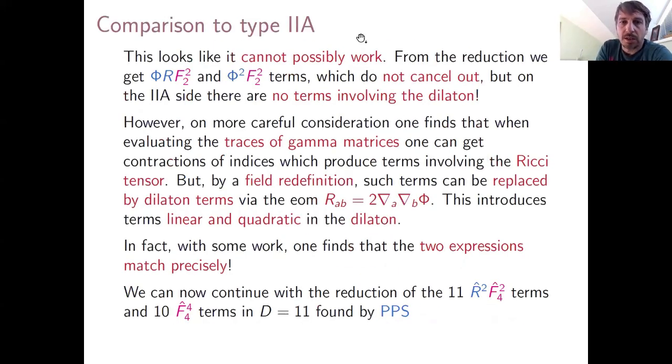Now, it looks like this could not possibly work because, as we said, from the reduction we get terms that are linear and quadratic in the dilaton. We get phi R F2 squared and phi squared F2 squared terms. And it turns out that these terms don't cancel out. You can't get rid of them by field redefinition.